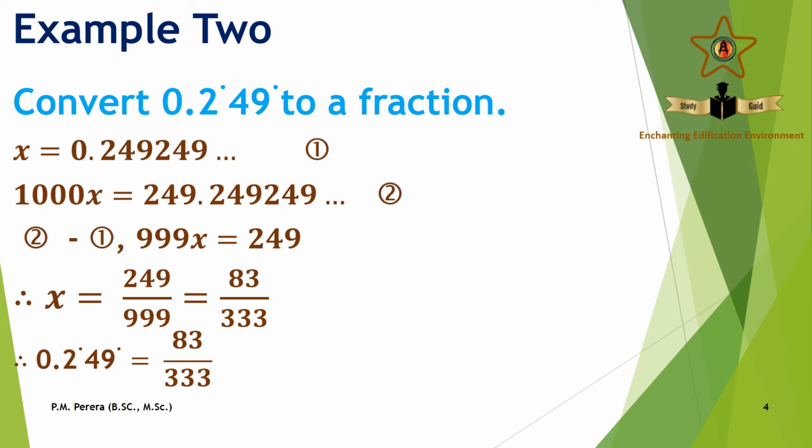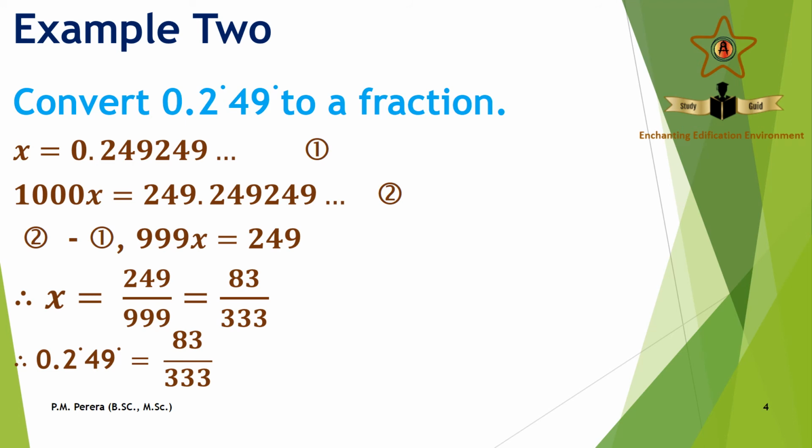Here we have 0.249. This 249 recurs in this case. If we write it in the extended form, we get x equals 0.249, 249, 249, and so on. Now we can see 3 digits are recurring. So what we do is we multiply this equation by 1000. Now we get 1000x equals 249.249, 249, and so on. Now the second equation is subtracted from the first equation.